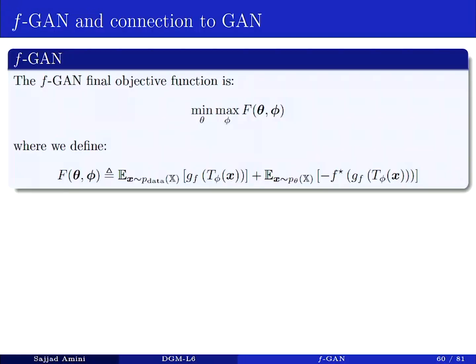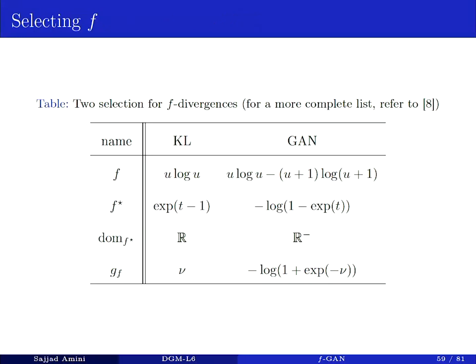I'm sorry. Yes. What do the column titles mean? KL and GAN? It means that the divergence is calculated based on KL. It means that the divergence is exactly the KL divergence, the f-divergence. Here it means that the f-divergence is something similar to JSD, but it can handle that minus log of 4. It is not exactly the JSD. So the one that you calculated in the previous slide is the KL one.